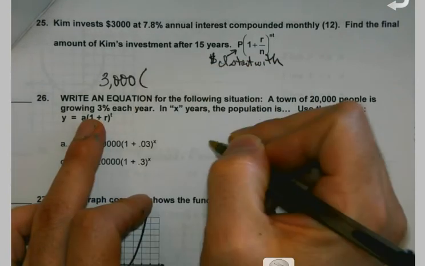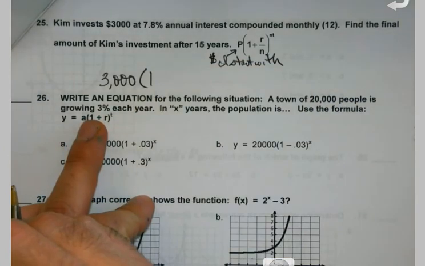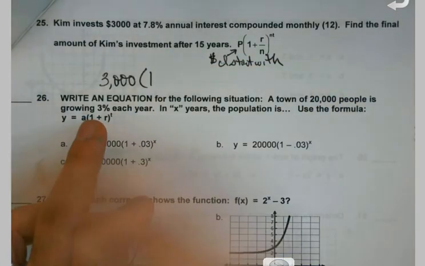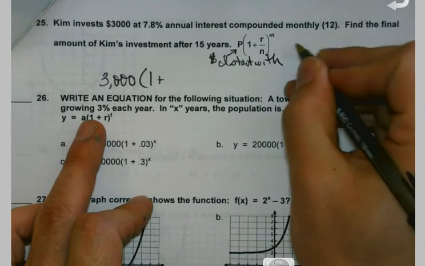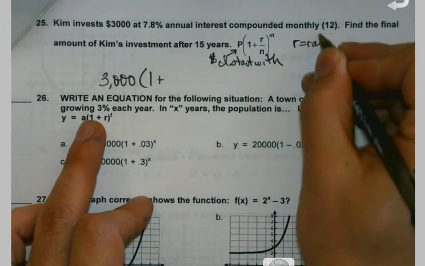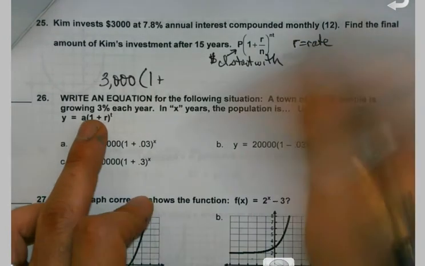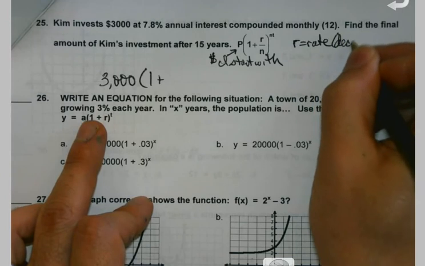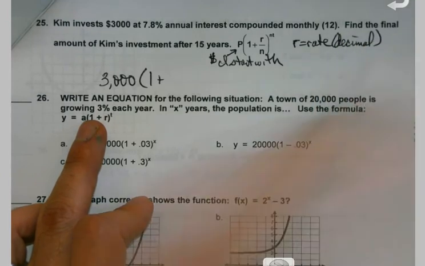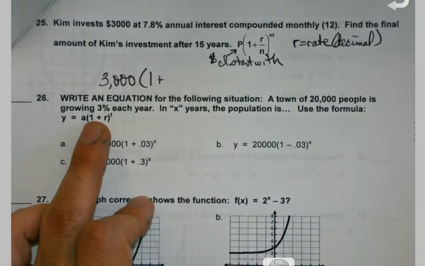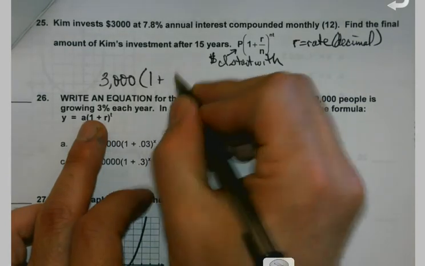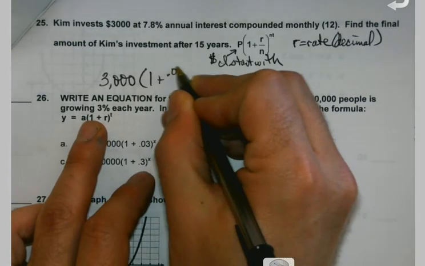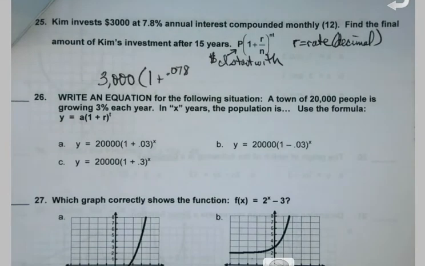When I get to the part inside, and I'll do all this work on the calculator momentarily, my R is my rate. Now again, that's going to be written as a decimal, so I can't just write 7.8. That'd be a whole lot of money. You'd get fired if you did that. So to get my rate, I move my decimal point 2 places to the left.